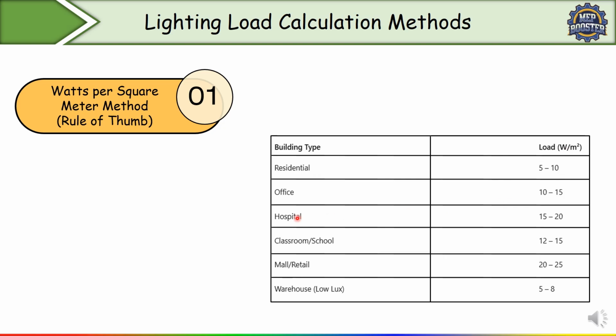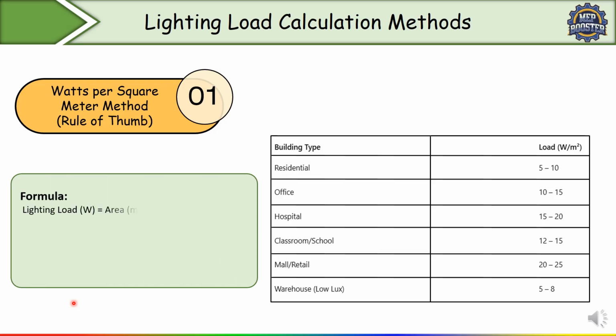For office, hospitals, classroom or school, mall or retail shops, warehouses, the lighting load value is given in watt per square meter, correct? Here you can see the formula is also given. To calculate the lighting load in watt, first you need to calculate the area of that space in square meter, into load density, watt per square meter.